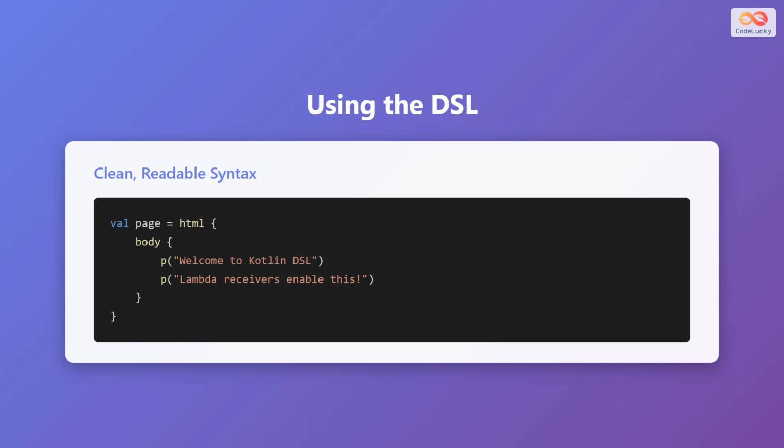Now look how clean the usage becomes. We call HTML and pass a Lambda. Inside that Lambda, this is the HTML instance, so we can call body directly. Inside the body Lambda, this is the body instance, so we can call p directly with our text. No need for variable names or dot notation. The code reads almost like the HTML structure itself. This is the power of Lambda receivers. They create intuitive, readable APIs.